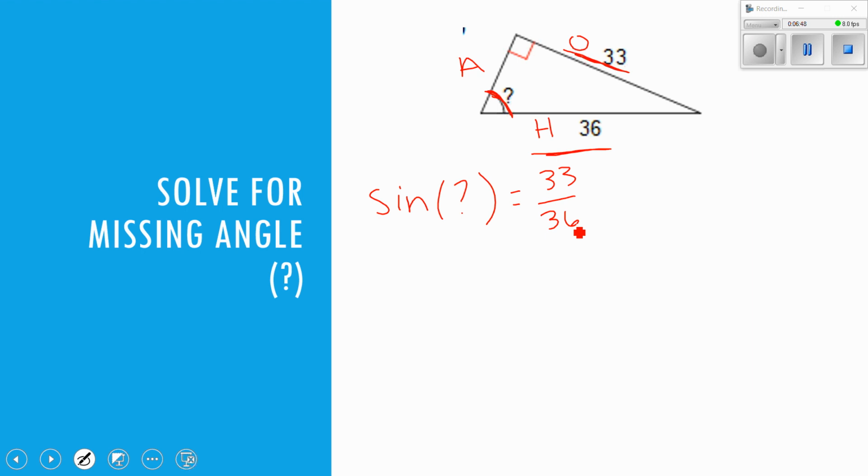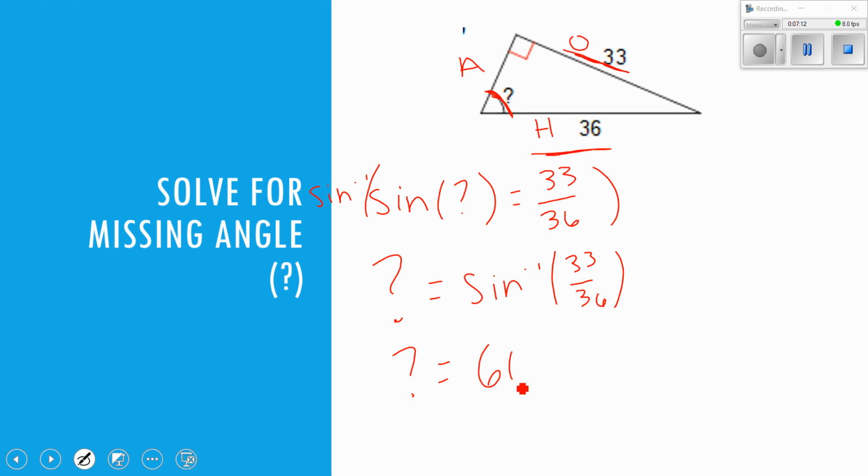And now I'm solving for something inside that trig function, so I'm going to do the inverse of the trig function to cancel it out. Question mark would equal inverse sine of 33 over 36. I have something I can go ahead and type into my calculator. And I'm going to round to the nearest tenth, which would give me question mark equals 66.4.